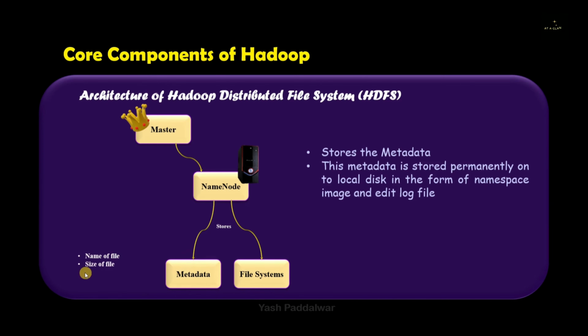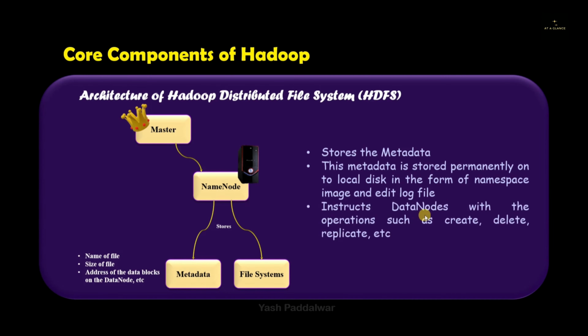Now what this metadata actually includes: it includes the name of the file, the size of the file that it is going to work on, and then it will also store the address of the data node where this particular file is stored. Now this name node has all the information about the data nodes and also all the controls regarding it. Hence it is included in the master part of the architecture.